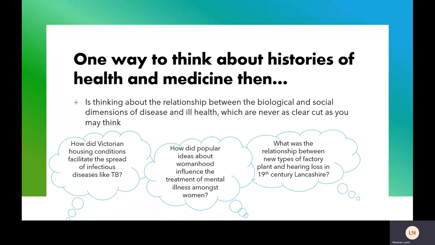And then tying it back into the history of work, thinking about what the relationship was between new types of factory plant and hearing loss in 19th century Lancashire. So thinking about how the social conditions at work, and the technical changes that affected many workplaces in this period, had a direct impact on people's health and well-being.